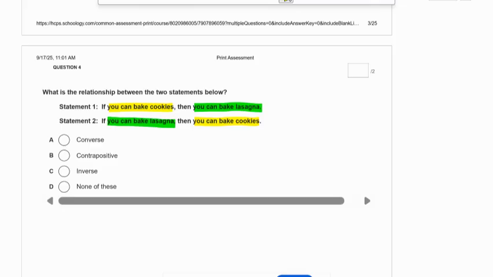Then you can bake cookies, that's just the original beginning part switched to the end. Nothing was negated, they were only switched. When you switch, that would be converse. So the relationship between these two statements would be A, converse.